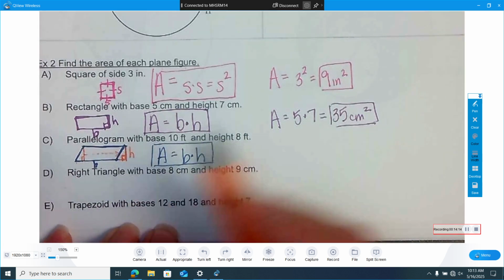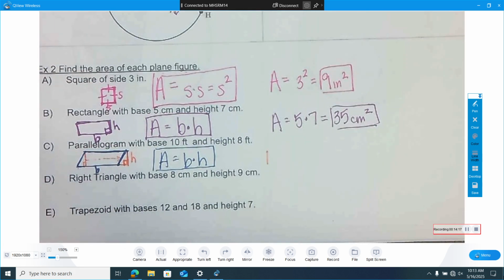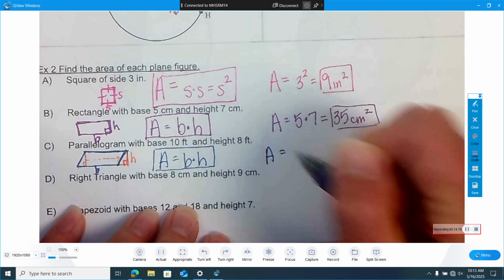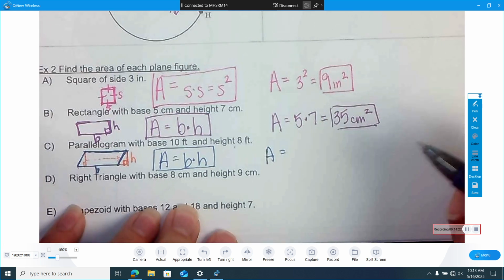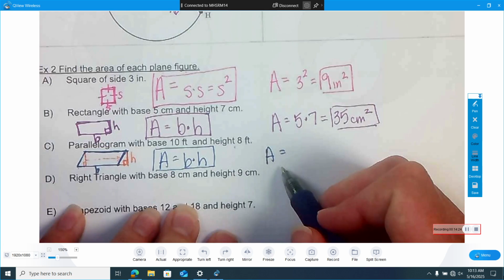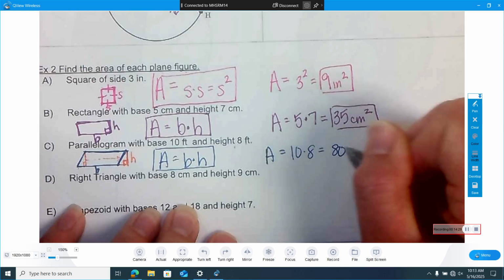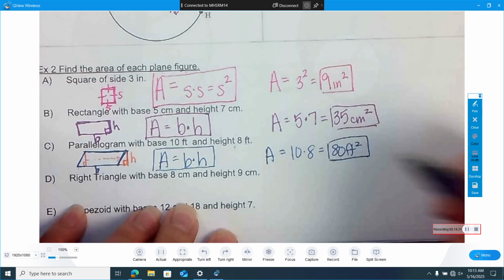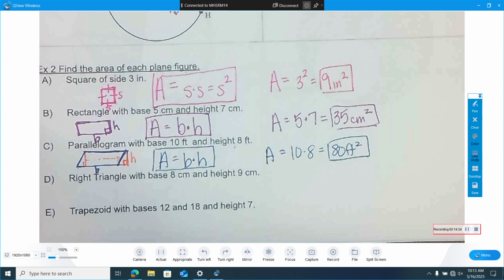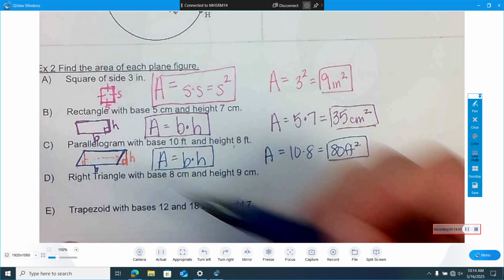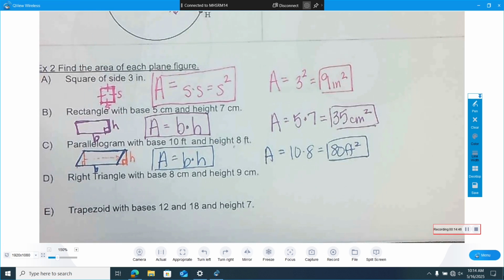So here we have a parallelogram with base 10 and height 8. So what do I have to do to find the area? Multiply. 10 times 8 is 80 feet squared. So a parallelogram just morphs into a rectangle, which is kind of cool. Base times height. We always have to understand that height has to be perpendicular. We want a straight up and down height, nothing slanty.